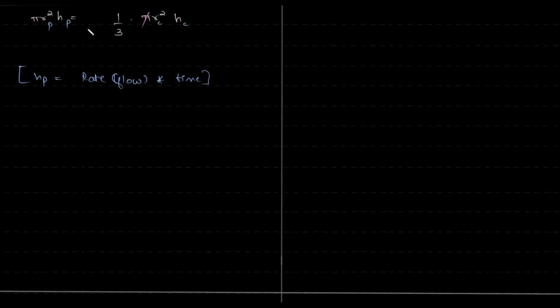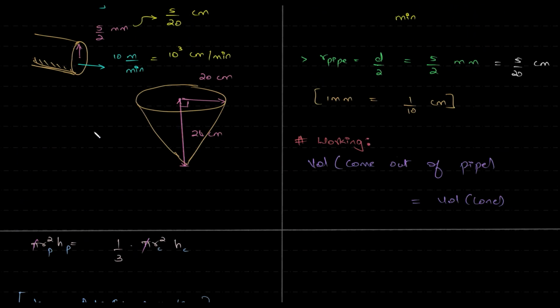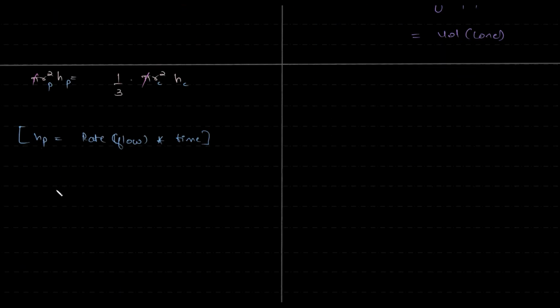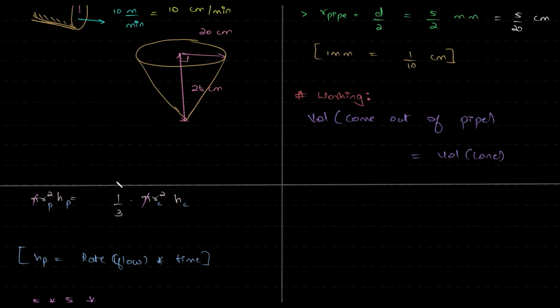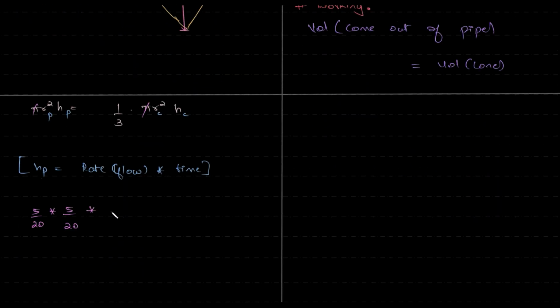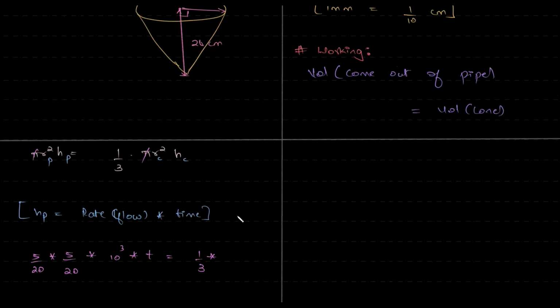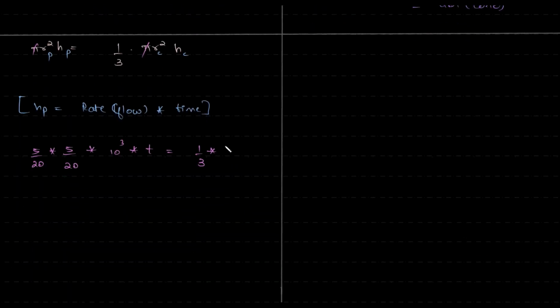So we have pi and pi getting cancelled. The radius over here is 5 by 20 into 5 by 20 into the height. Rate of flow is how much, guys? 10 to the power of 3 every minute into time. See, this is how we get the time, and this is 1/3 into radius over here is 20 into 20 into 24.